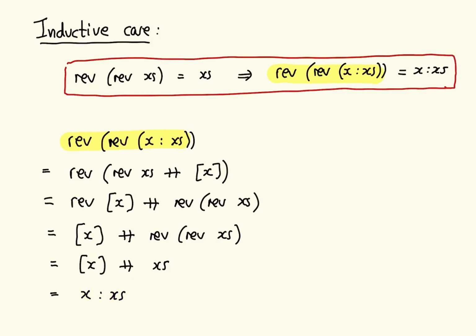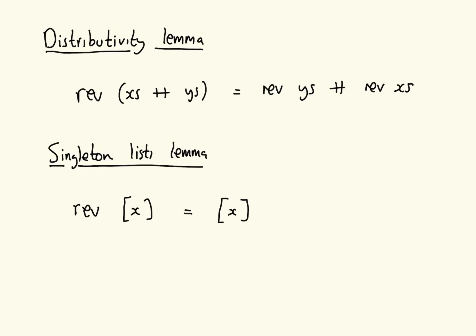Okay, and as we saw, along the way also we needed to have these two lemmas. One simple distributivity lemma, which explains how reverse distributes over append, and one singleton list lemma, which explains that if you reverse a list with one thing in it, then you will get a list with one thing in it. And finding these kind of lemmas is quite an art. This is where you need a bit of experience sometimes when you're doing these kind of equational reasoning proofs.